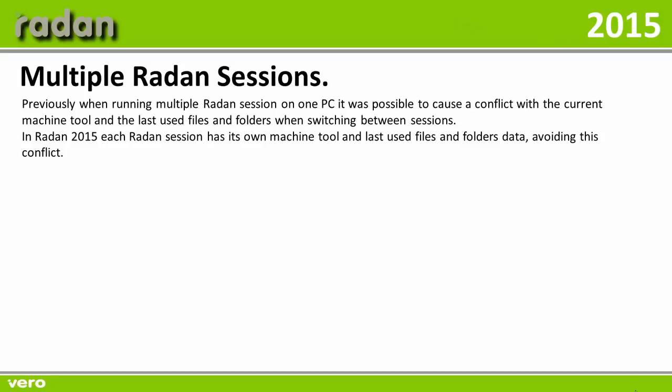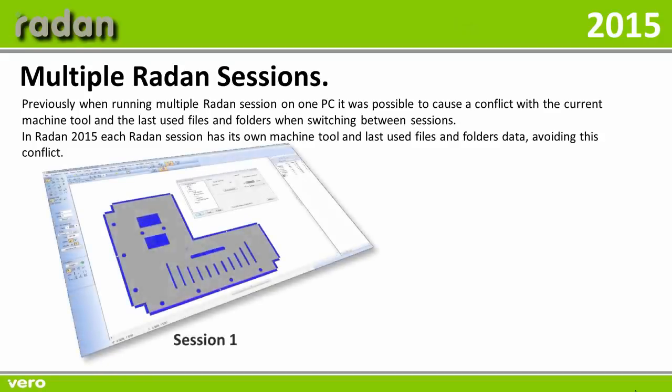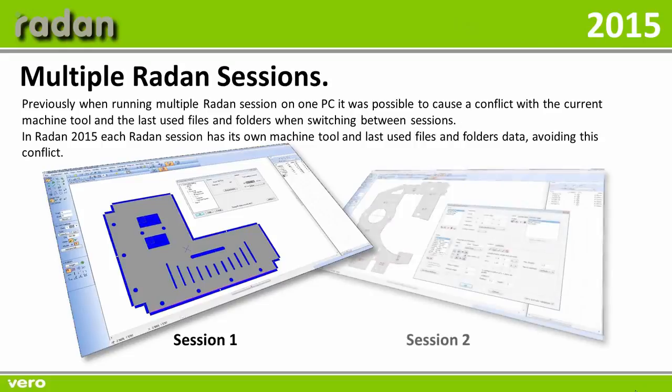Now the downside of this is that sometimes we got a conflict with, for example, the machine tool data or the last used files and folder data. In Radan 2015, what we've done is we've introduced system data to each of the sessions. So each session that you open up will have its own set of system data. You can see here on screen, in this session I've got a part with some punch tooling on it. In a second session I've got a different machine tool, a part with some laser profiling on it. In Radan 2015, this potential conflict has been removed by applying separate system data to each of the Radan sessions.